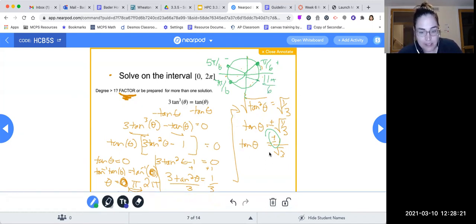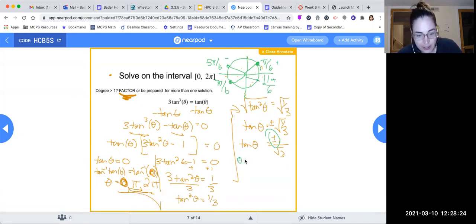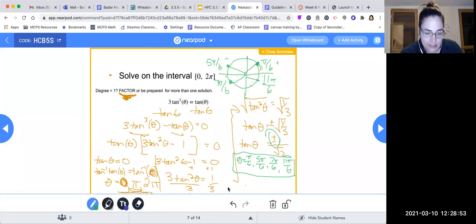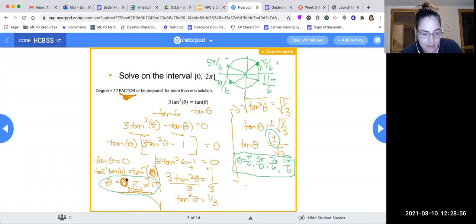So these are the 4 solutions to this part of it. So theta is pi over 6, 5 pi over 6, 7 pi over 6, and 11 pi over 6. All 4 of those radian measures, or if you were doing angles, 30 degrees, 150 degrees, 210 degrees, and 330 degrees, all have tangents of root 3 over 3 or 1 over root 3, plus or minus. So there are actually 7 solutions to this equation.